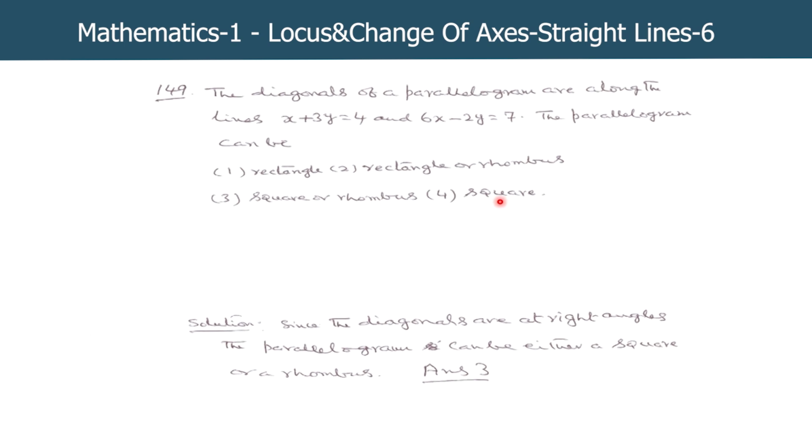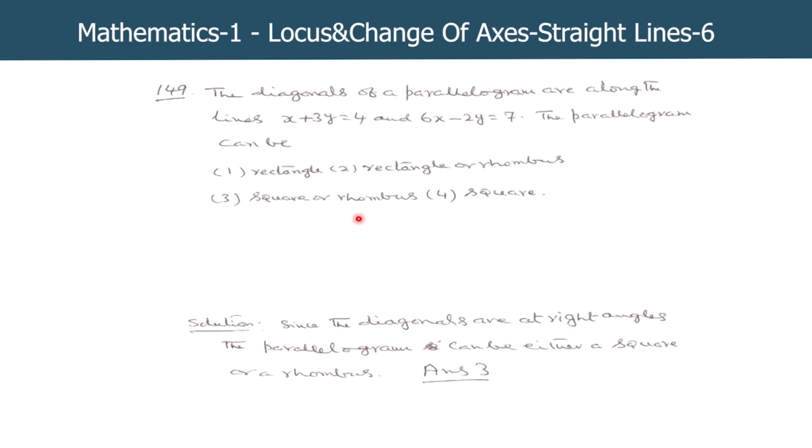Okay. Now, you can see that the slope of one diagonal is minus 1 by 3 and the slope of the other diagonal is 3. That means the diagonals are at right angles. So, when the diagonals of a parallelogram are at right angles, then it can be a square or rhombus. Understand? In a square also the diagonals are at right angles. In a rhombus also the diagonals are at right angles. So, the correct option is option number 3, square or rhombus.